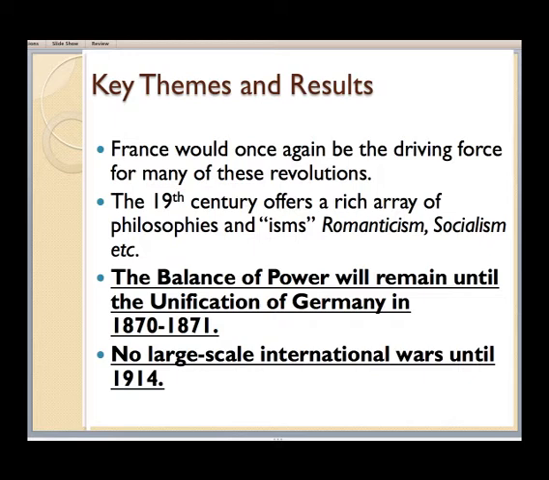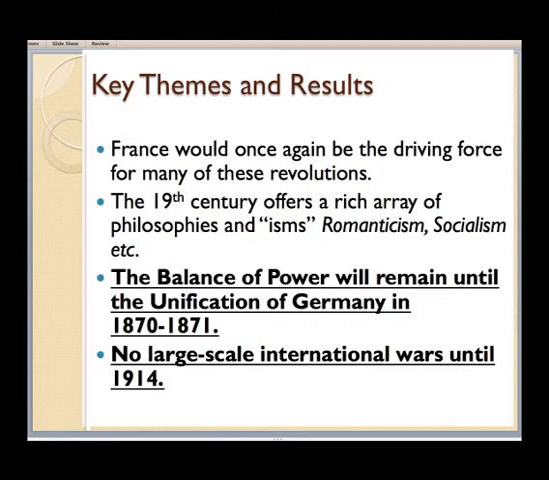Two key results here, though. The balance of power that the Concert of Europe and the Congress of Vienna so wanted to hold on to is held on to until about 1870, 1871, when the Germans under Bismarck and Prussia unify. That will shift the balance of power and get us into a whole array of diplomatic issues.